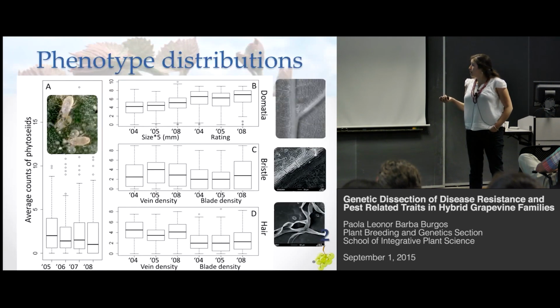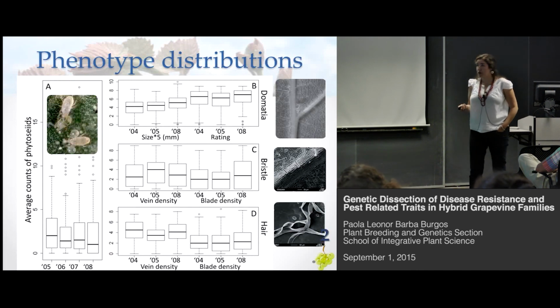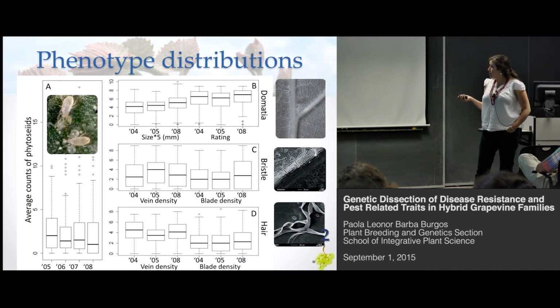This is the distribution of the phenotypes. We have an average count of phytoseiids of between 0 to 10 phytoseiids per leaf in the progeny. And the distribution of the bristle, hair, and domatia ratings were across the scale between 0 and 9.